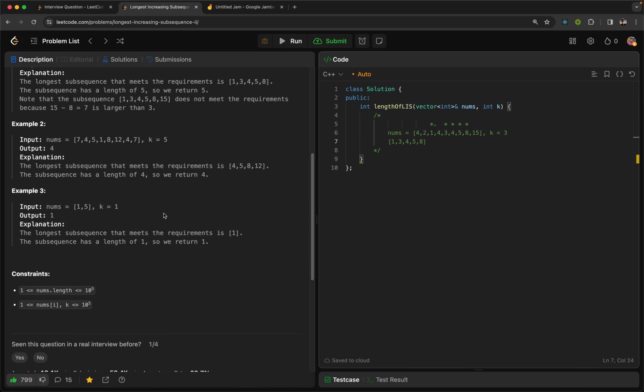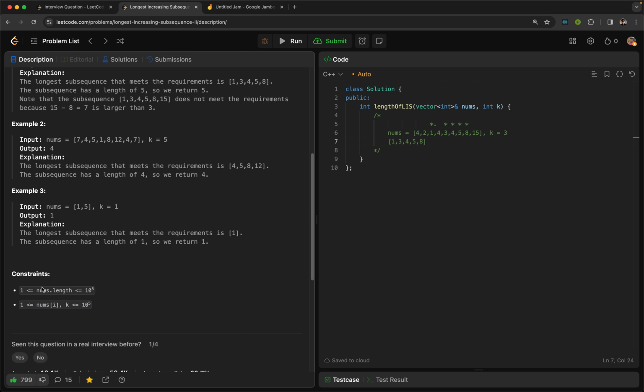Now if you similarly see the second example, that is 7, 4, 5, 1, 8, 12, this array, we have been given k as 5, and if you similarly dry run it, the answer would come as 4, and it is the longest increasing subsequence. Similarly for nums2, with k as 1, we would just have the maximum length as 1, because we cannot consider both 1 and 5, because the difference would be 4, which is more than k, right?